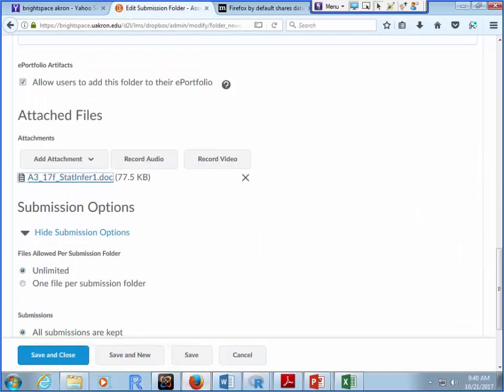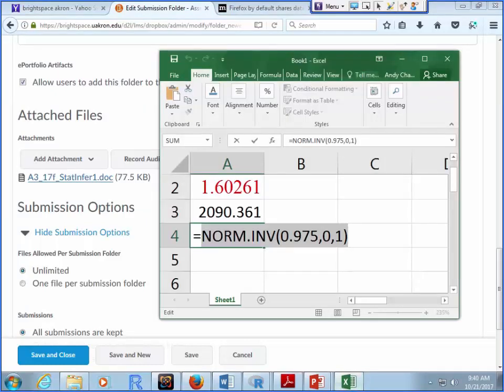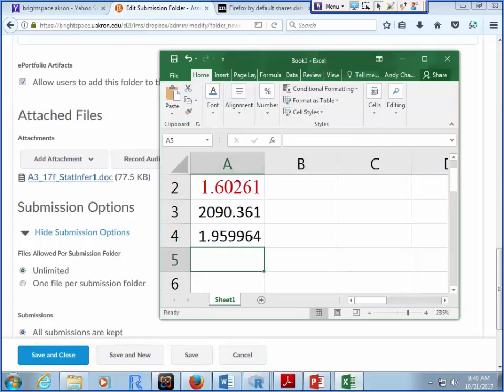Dr. Chang, yes? The number that you just computed in Excel, that's the z-score then? This is a z-score. This is a z of 0.025. Did you have to install the stats package on Excel to use those? No. This is a regular Excel function. You don't need to install any package. Okay, thank you. Yeah, this is one way to do it.